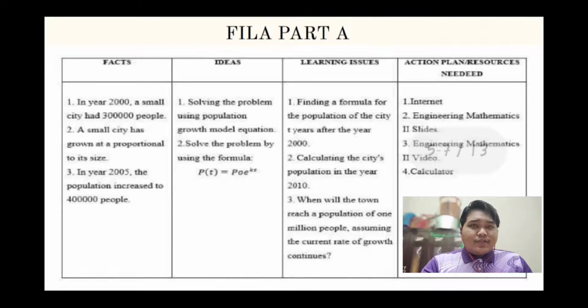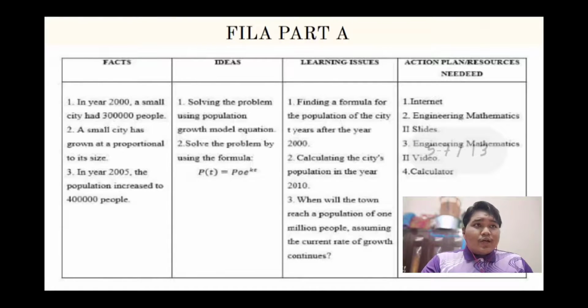The facts are: first, in the year 2000, a small city had 310,000 people. Second, the city has grown at a rate proportional to its size. Third, in the year 2005, the population increased to 400,000 people. The ideas are: first, solving the problem using the population growth model equation. Second, solving the problem using the formula P(t) equals P0 e to the power kt.